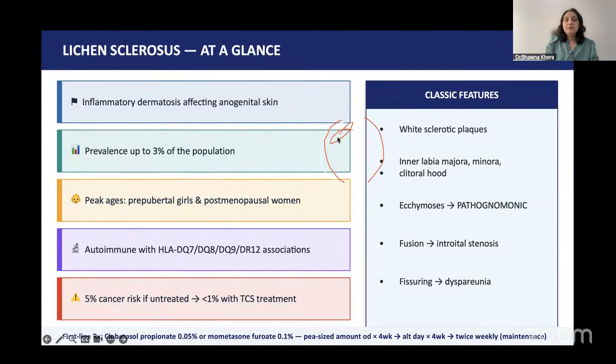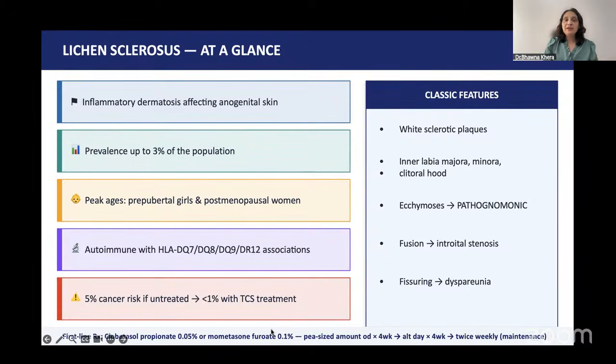So you will see some kind of red patches here, but on the other side, you will have some kind of white atrophic patches here as well. So it is going to be a mixture, right? This is how the look is going to be. And of course, some areas will be absorbed. You will not be able to see the clear areas. So absorption of the areas and fusion will lead to introital stenosis and fissuring, which can lead to dyspareunia.